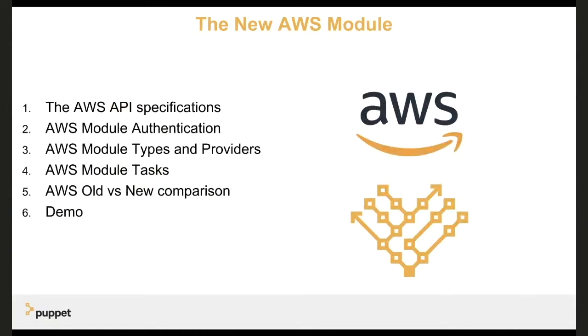Okay, today we're going to run you through the new AWS module. We're going to have several sections just to describe how the module hangs together and works, and then a demonstration at the end. So we're going to quickly run through AWS's API specifications, which differ slightly from other clouds. We're going to go through our authentication, what decisions we quickly made, types of providers, task support, an old versus new comparison with the old AWS module, and then a demonstration.